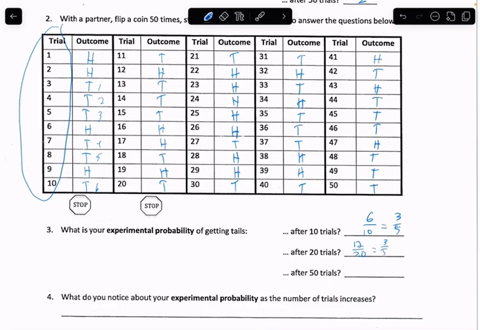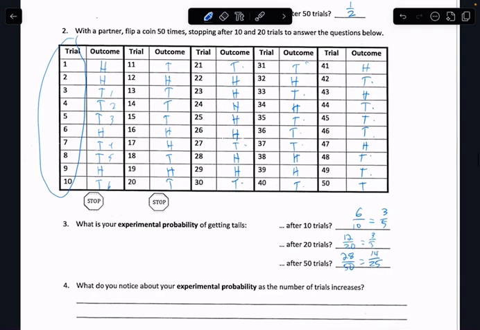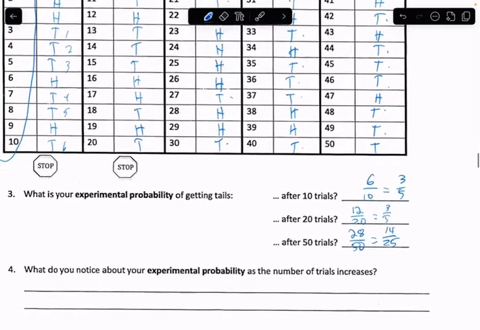Then I can figure out my experimental probability after 50 trials. I had 12 after 20, and then I had 13, 14, 15, 16, 17, 18, 19, 20, 21, 22, 23, 24, 25, 26, 27, 28 out of 50 total trials. If I simplify that, I can divide them by 4. Ooh, I can't divide them by 4. I can get 14 over 25. So my experimental probability after 50 trials was 14 over 25.